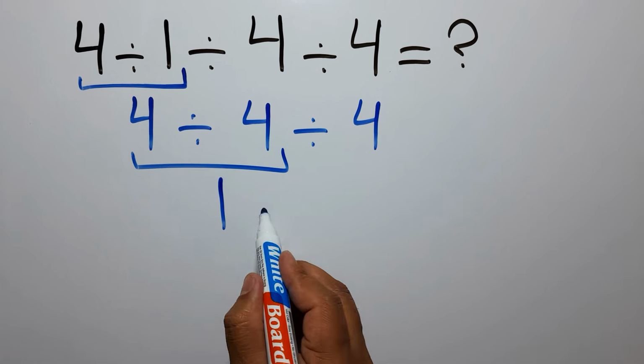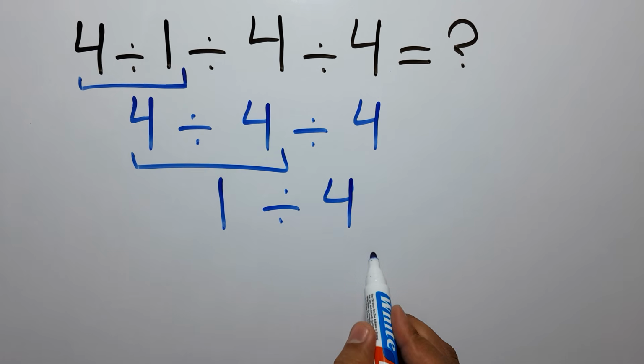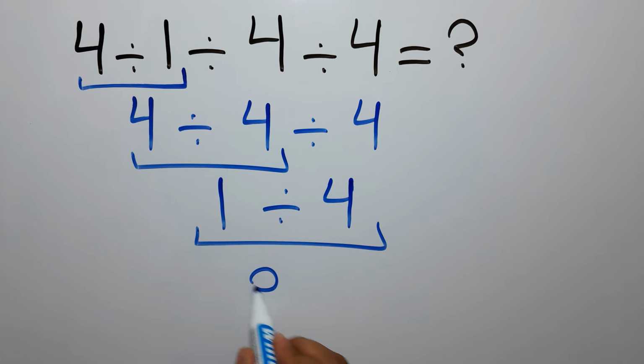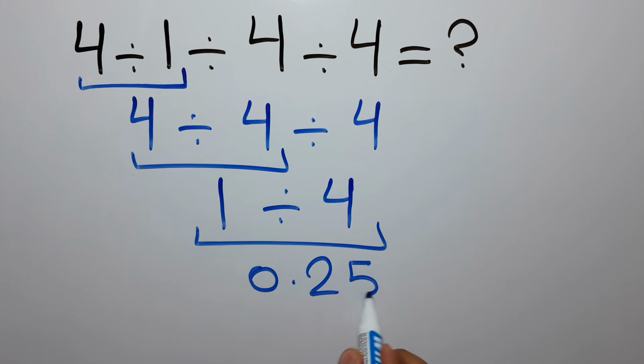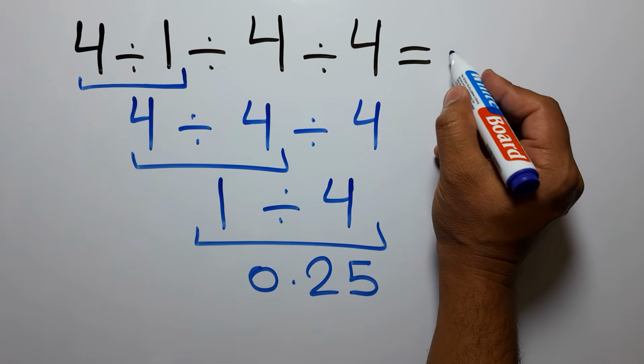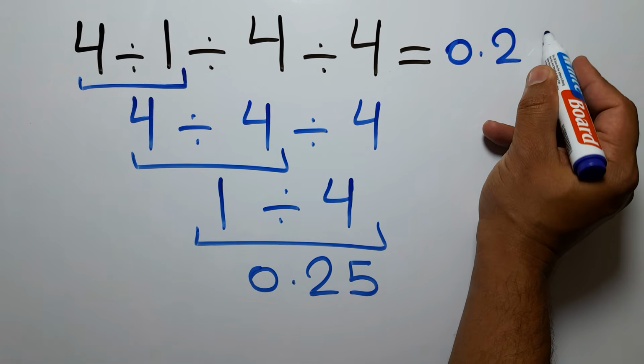So we have 1 divided by 4, which equals 0.25. And this is our final answer to this problem. The correct answer is 0.25.